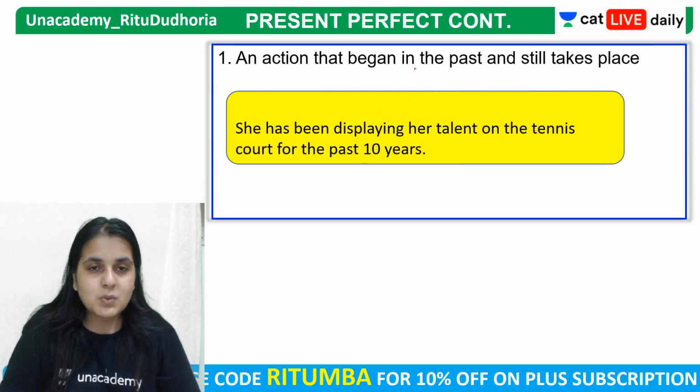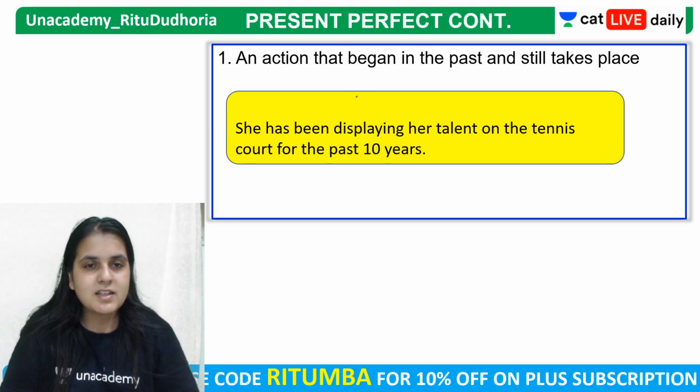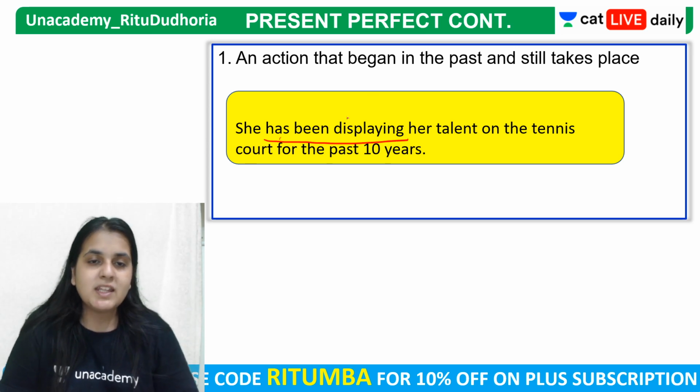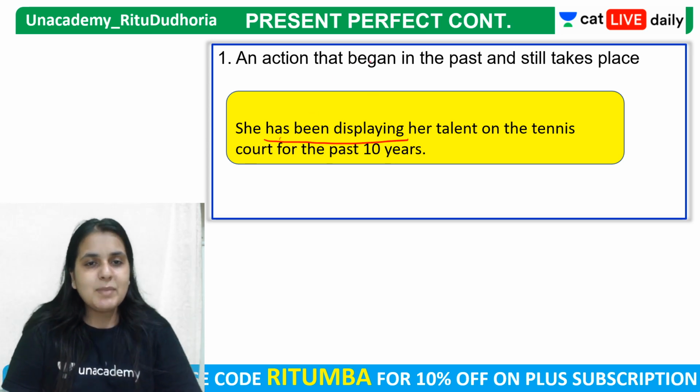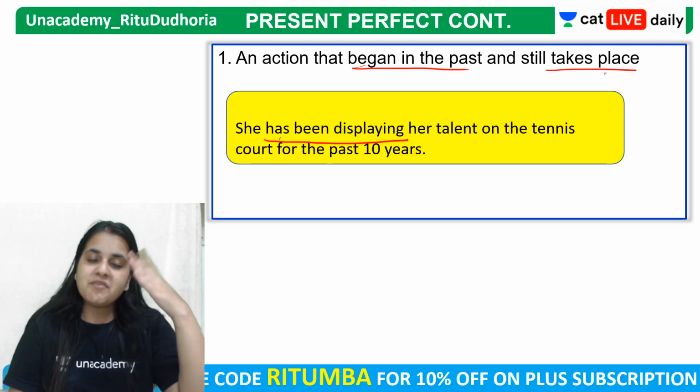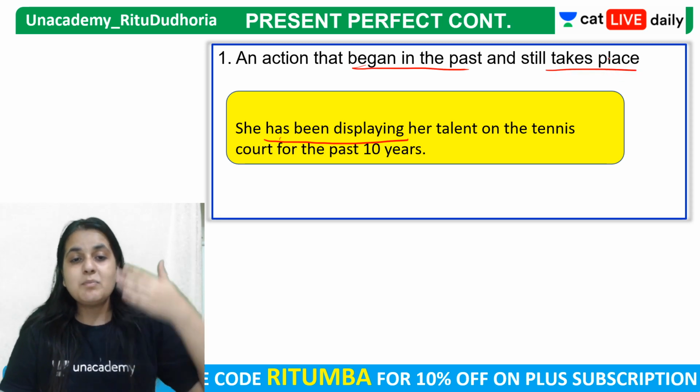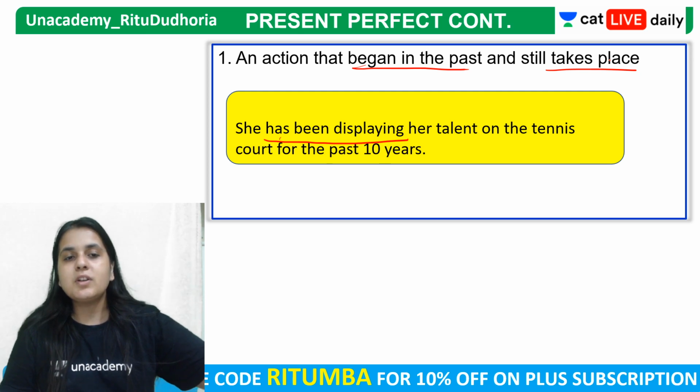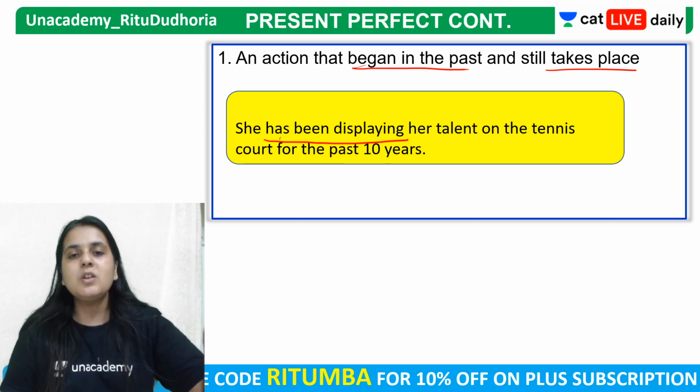Present perfect continuous. एक ही rule है guys, एक ही sentence है. She has been displaying. चले आ रहा है. It began in the past and still takes place. I've been living in Bangalore. She has been displaying her talent on the tennis court. He has been working in this company for the last 10 years. Still going on.